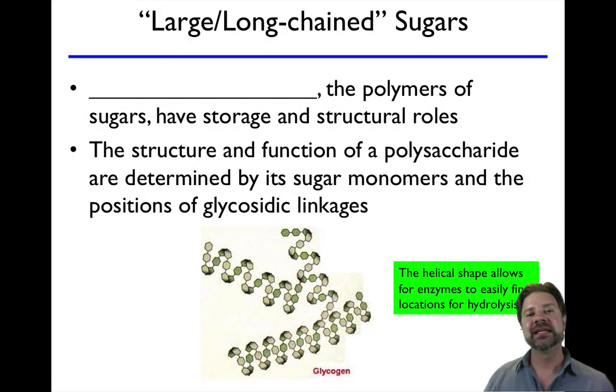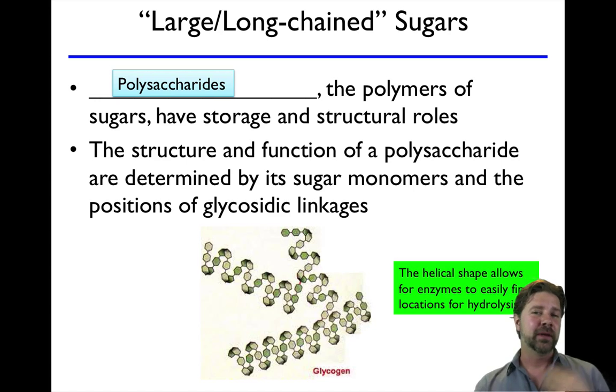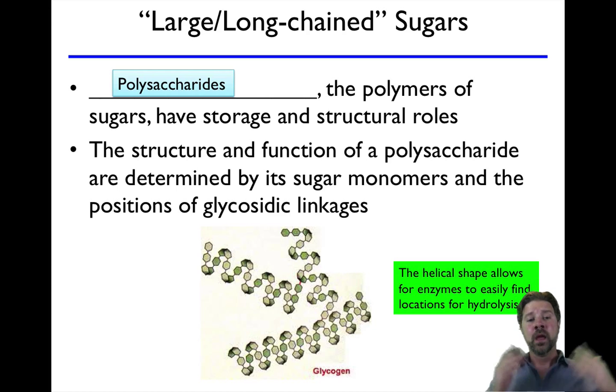Now, through those dehydration synthesis reactions, we can form some very large, some very long chain sugars. And we mentioned before, we characterize these best as polysaccharides. They have storage and structural roles. So, what's going to happen here is that the function of this polysaccharide is going to be determined by whatever sugar monomers make it up and the position of the glycosidic linkages. They will matter with certain organisms in mind.